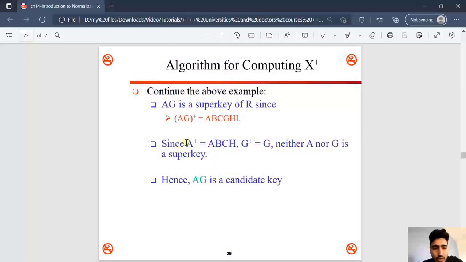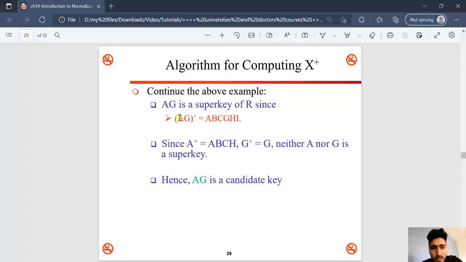Now if we calculate A plus in the same way as we calculate AG, the result will give us ABCH, which is different from ABCGHI, and if we calculate G plus, it will give us only G. Then neither A nor G is a super key, because in order for A and G to be a super key, A plus should be equal to the set of all attributes in R, and this is not the case, because A plus gives us only A, B, C, H. It is missing G and I. The same applies for G.